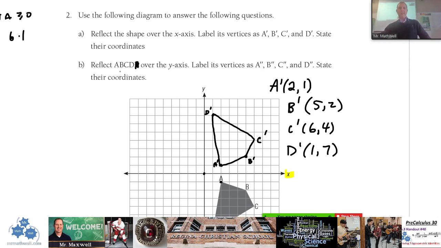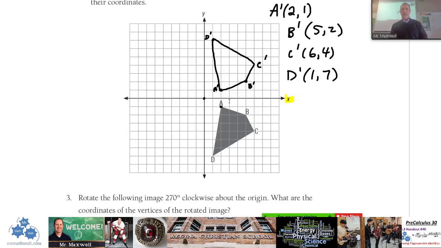Okay, so reflect A, B, C, D over the y-axis. Okay, so now this is the original, right? The original diagram over the y-axis. You do everything the exact same. So you just flip it over, right? It's flipped over horizontally. So what do we want to label the coordinates? Double prime. So here is A double prime. And again, 1, 2, 3, 4, 5 units away from the y-axis. So we go 1, 2, 3, 4, 5. So it's just flipped over. It's like a mirror image.